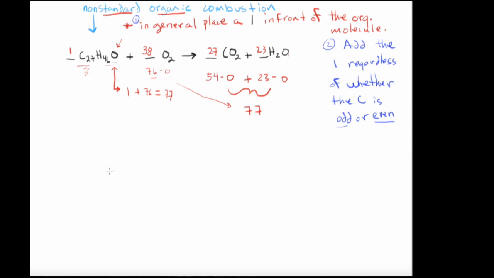Okay, like I said, I am not going to go out into the internet for you and find tons and tons of these non-standard organic molecules. My recommendation is you spend like a half an hour or even an hour pulling some of those down and going through the balancing and make sure that you can balance a non-standard organic compound.